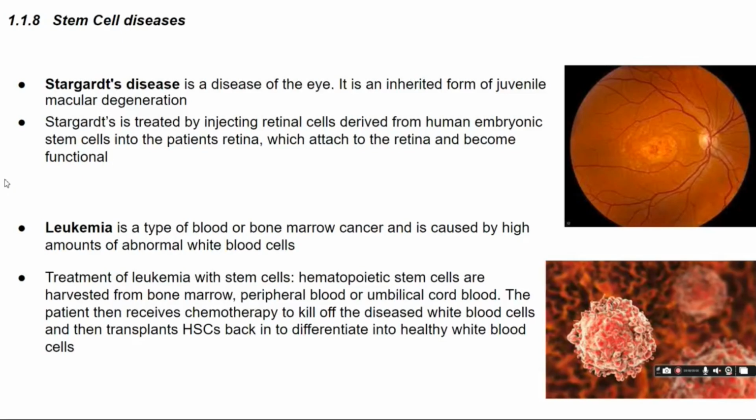And similarly, leukemia is a type of blood or bone marrow cancer, and is caused by high amounts of abnormal white blood cells. And it's a complicated process in treating it. But first, hematopoietic stem cells are extracted from bone marrow or an umbilical cord, and then the patient receives chemotherapy to kill off the diseased white blood cells. And then these hematopoietic stem cells that are extracted earlier are then transplanted back in to differentiate into healthy white blood cells.